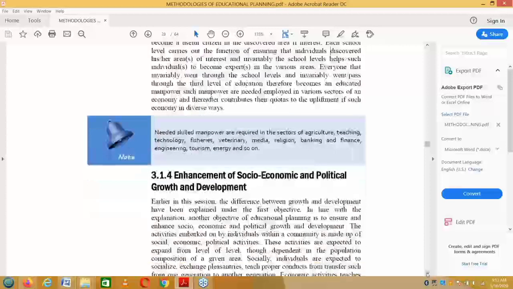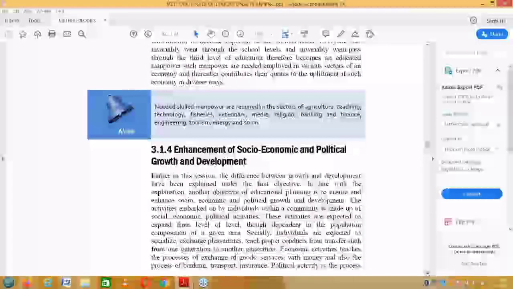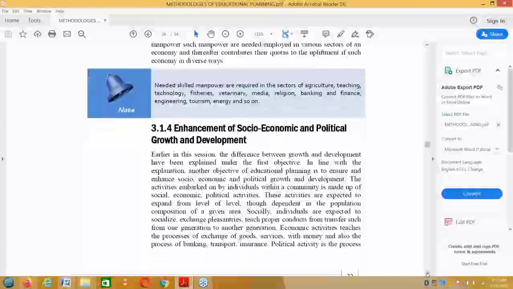Let's look at the enhancement of social, economic, and political growth and development. The difference between growth and development has been explained under the first objective. In line with the explanation, another objective of educational planning is to ensure and enhance socio-economic and political growth and development. These activities embarked on by individuals within a community are made up of social, economic, and political activities. These activities are expected to expand from level to level depending on the population composition of a given area.